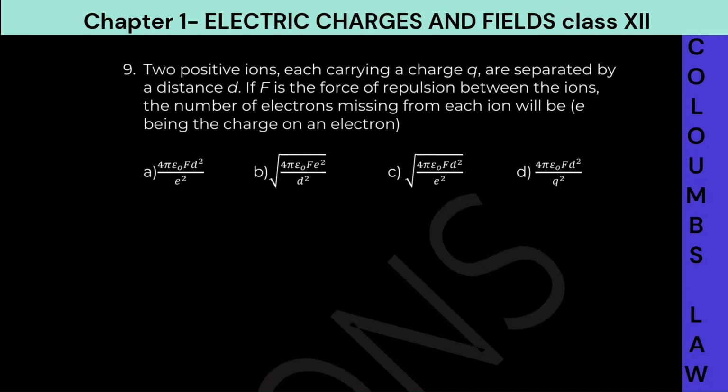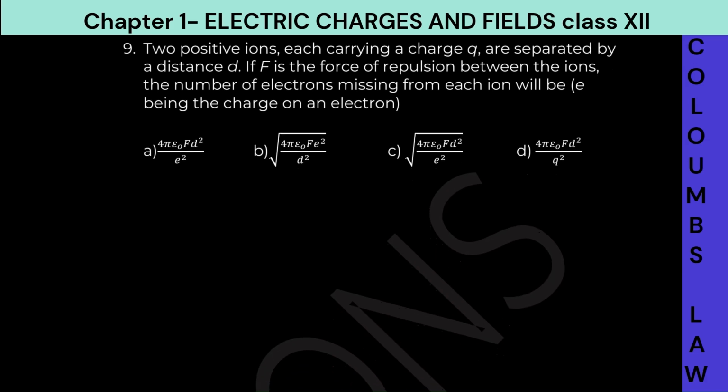So question 9 says, two positive ions each carrying a charge q are separated by a distance d. If F is the force of repulsion between the ions, the number of electrons missing from each ion will be, you have to find, and e is the charge of an electron. So you have to express it in terms of e.